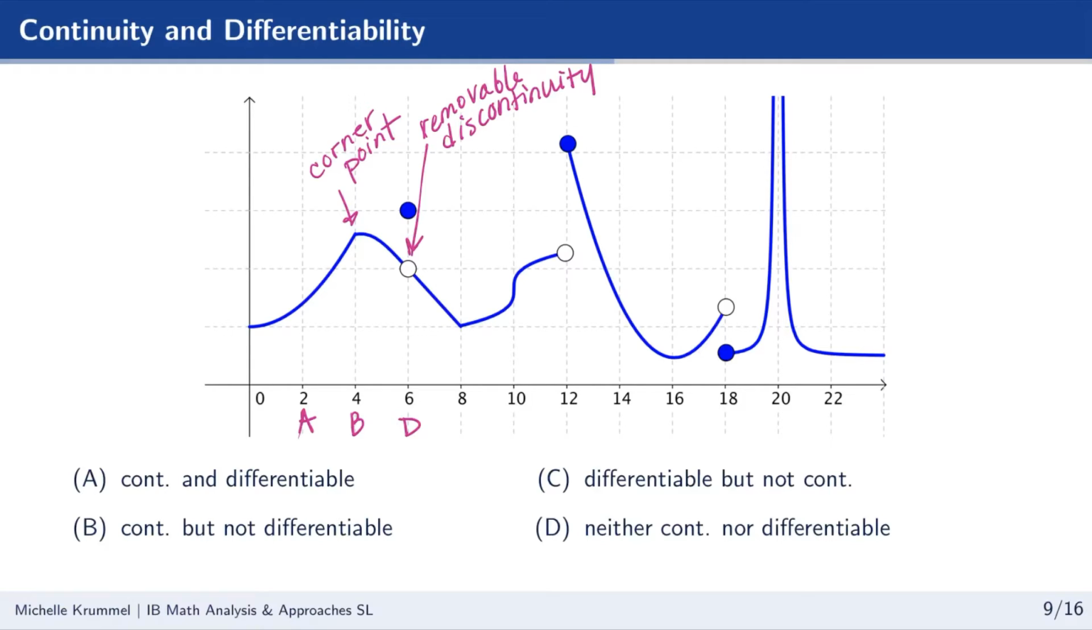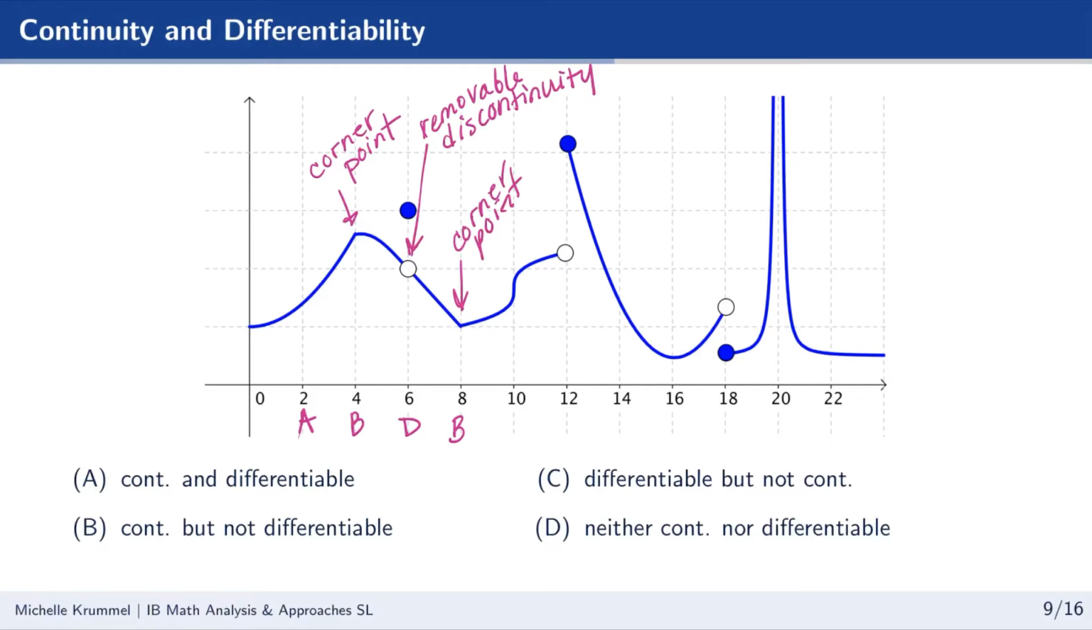At x equals 8, we have a corner point, deal breaker. So it's continuous, right? We don't have a discontinuity. It's continuous, but it's not differentiable.